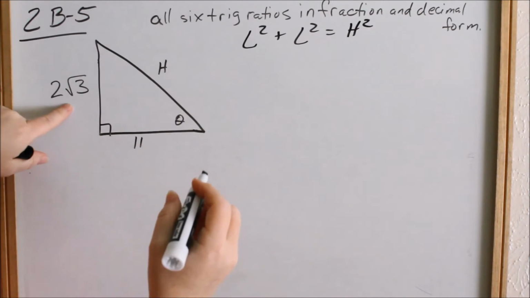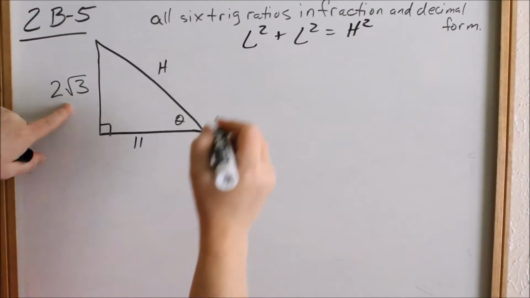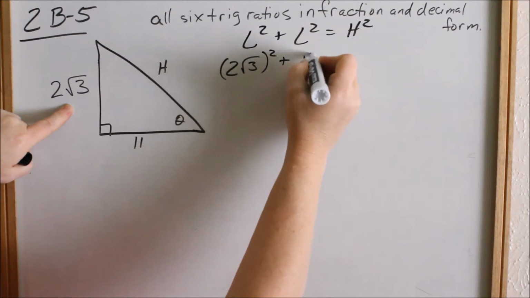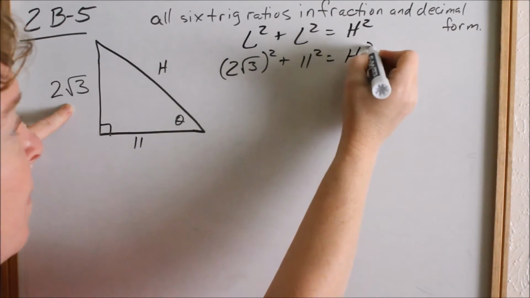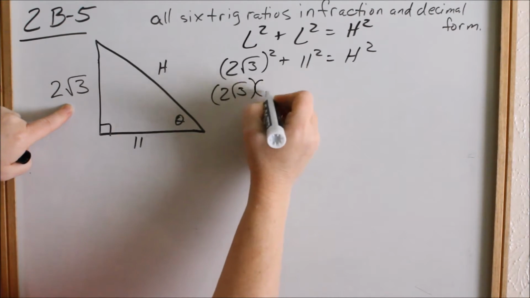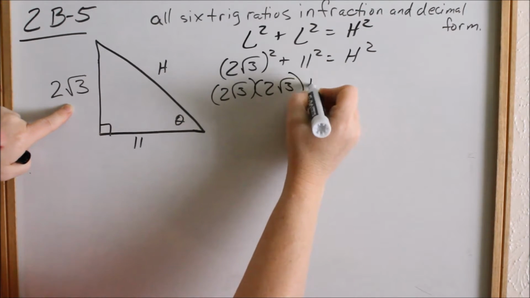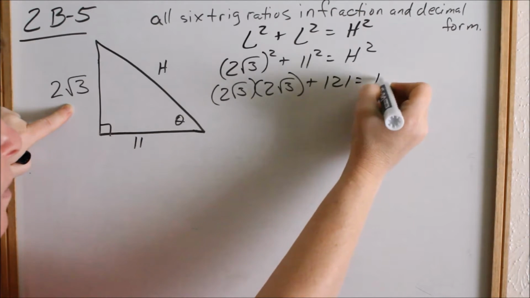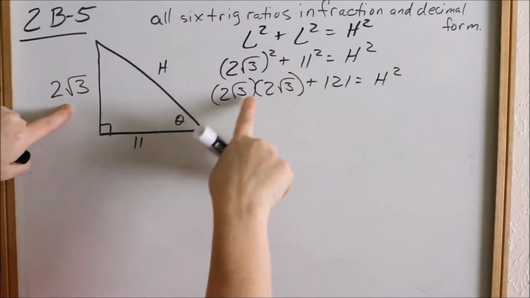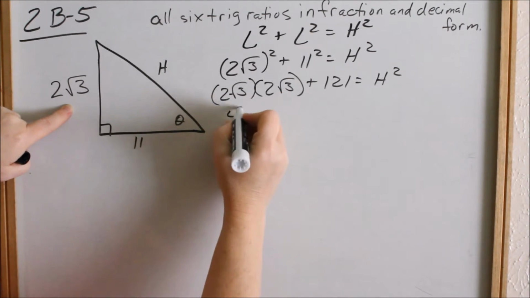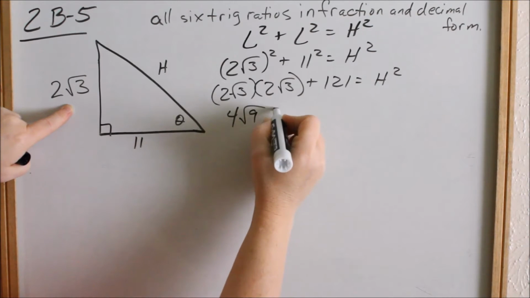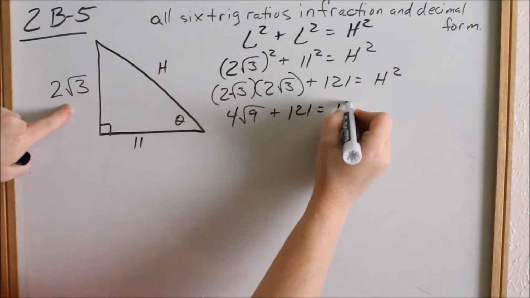I would go ahead and find the hypotenuse with the radical. So you have 2 square root of 3 squared plus 11 squared. 2 square root of 3 squared means 2 square root of 3 times 2 square root of 3. 11 squared is 121. When you have this, numbers times numbers, radicals times radicals. 2 times 2, 4. Square root of 3 times square root of 3, square root of 9. I'm just writing each step for now.